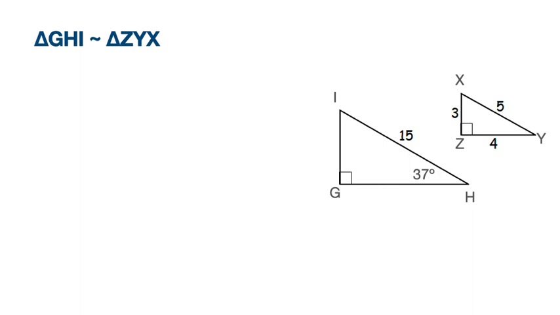Here's our next example. We are given that these two triangles are similar. Now, they are clearly not congruent. One is definitely bigger than the other. But we know the triangle GHI, notice the order of the letters, G, that right angle comes first, is similar to triangle ZYX. We're asked to find the measure of angle X and to find the distance between G and H.